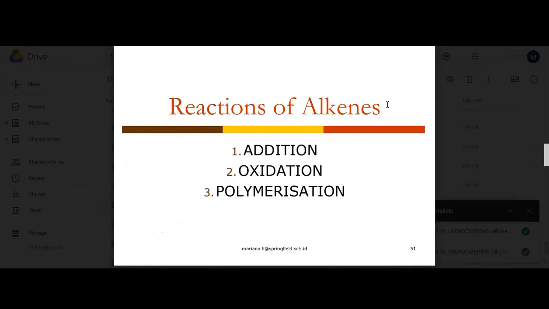Okay, let's discuss the reactions of alkenes. Alkenes have double bonds, so they are more reactive compared to alkanes. The types of reactions of alkenes are addition, which is a very famous reaction of alkenes, and then oxidation, and also polymerization.